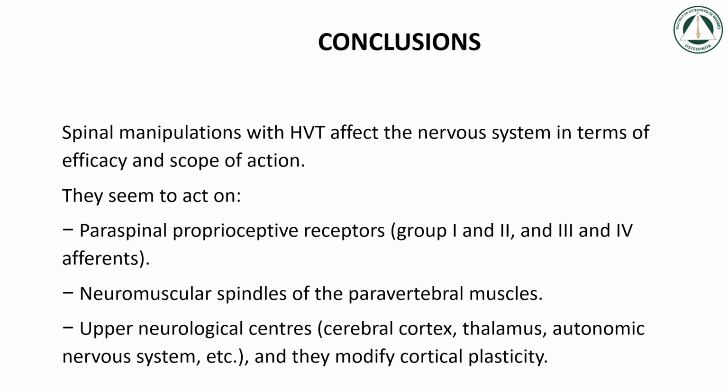Conclusions. Spinal manipulations with HVT seem to act on paraspinal proprioceptive receptors, group 1 and 2, and 3 and 4 afferents. Neuromuscular spindles of the paravertebral muscles. Upper neurological centers, cerebral cortex, thalamus, autonomic nervous system, etc., and they modify cortical plasticity.